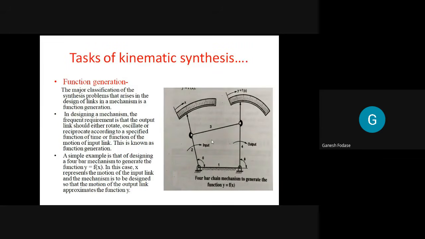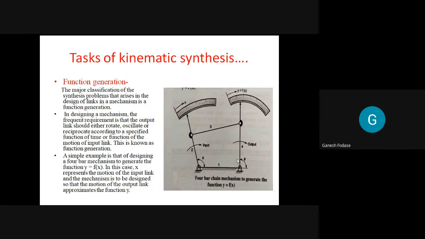Whenever the output motion is a function of the input motion, that synthesis problem comes under the category of function generation. A simple example: a 4-bar mechanism is to generate the function y is equal to f of x. In this case, x represents the motion of the input link, and the mechanism is designed so that the motion of the output link approximates the function of y. If y is equal to f of x, where y is the motion of the output link and x is the motion of the input link, then this problem comes under a function generation problem.